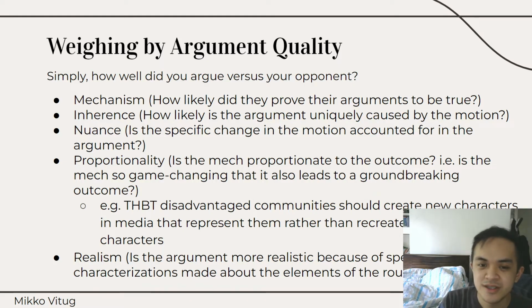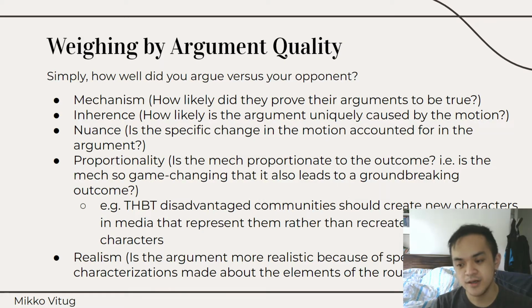Third is nuance. So is this specific change in the motion accounted for in the argument? Meaning, if it's a motion about a particular country, do they have a good enough understanding of that country, its politics, its culture, how it works, its dynamics, to have, I guess, sway in the round and convince you of their argument? Or in the earlier examples, did they account for, if you haven't seen it, there was a motion about this House supports the rapid elimination of tariff and non-tariff barriers in trade. Did they account for the word rapid? And is there a way in which rapid could be very meaningful in terms of constructing a case?